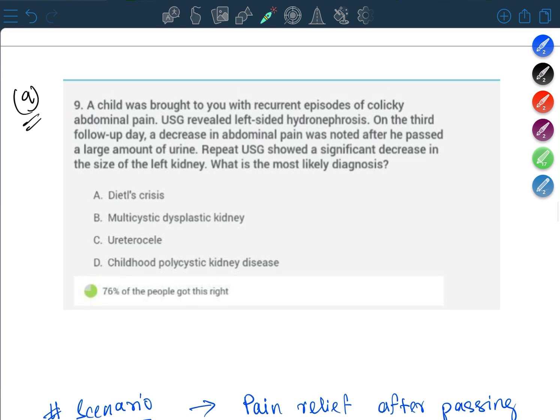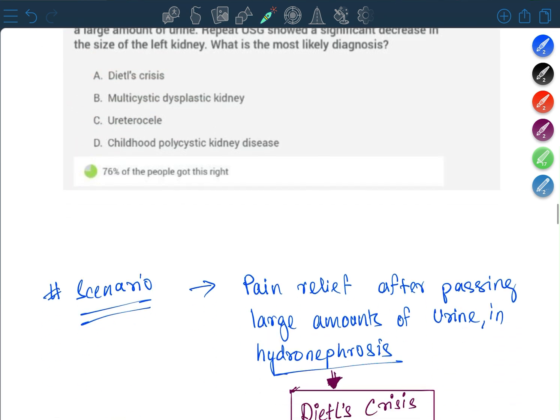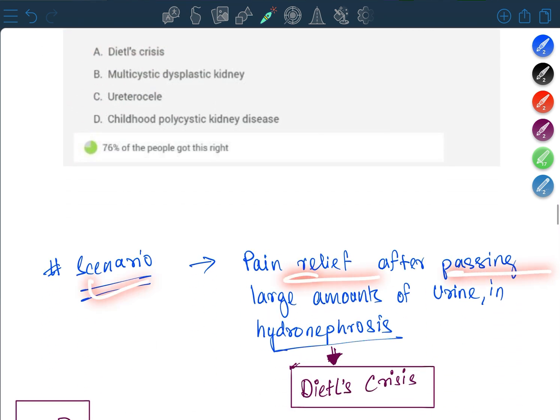A child was brought to you with recurrent episodes of colicky abdominal pain, usually revealed left-sided hydronephrosis. On the third follow-up day, a decrease in abdominal pain was noted after he passed a large amount of urine. Repeat USG showed a significant decrease in the size of the left kidney. What is the most likely diagnosis? See, this is a very typical sign. This is a fact-based question, and this is Dietl's crisis. What is Dietl's crisis? The scenario is pain relief after passing large amounts of urine in hydronephrosis.